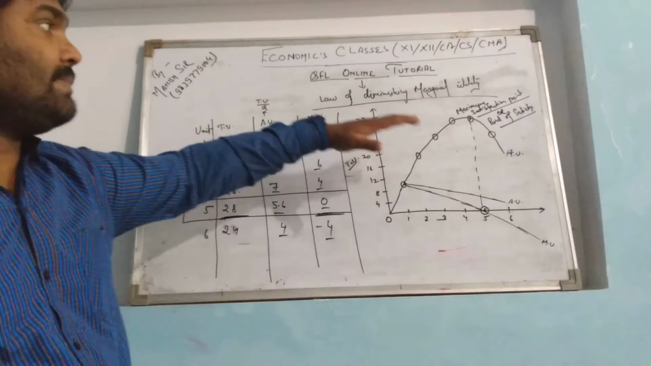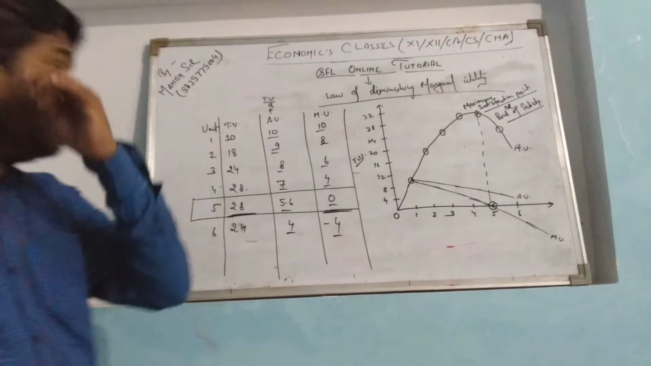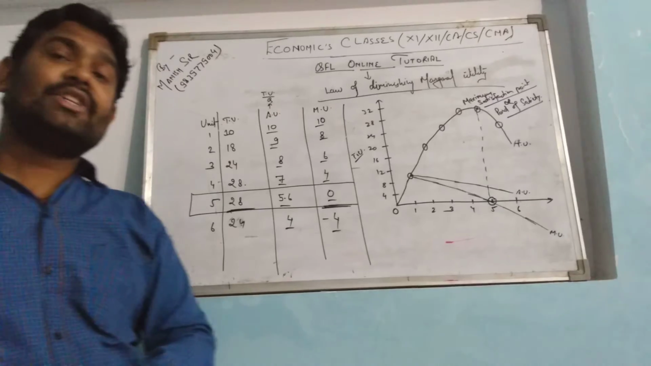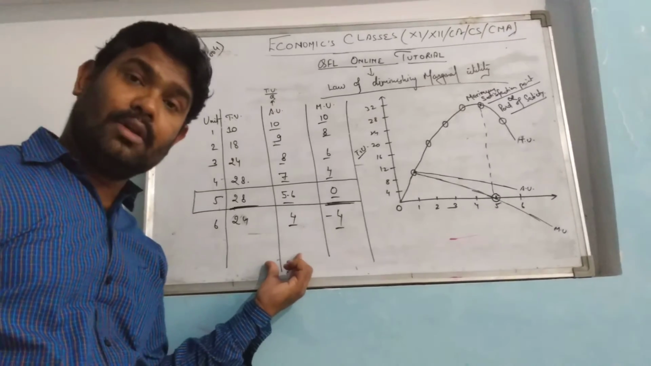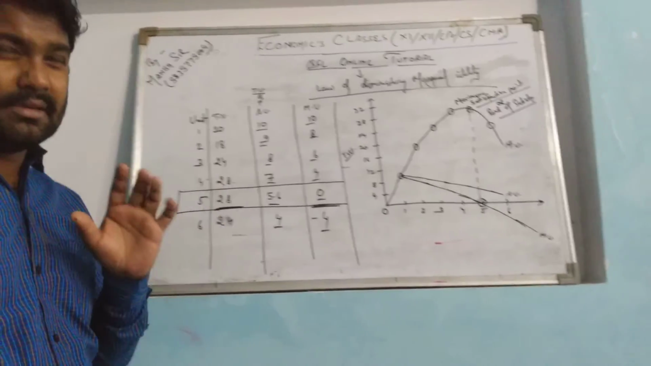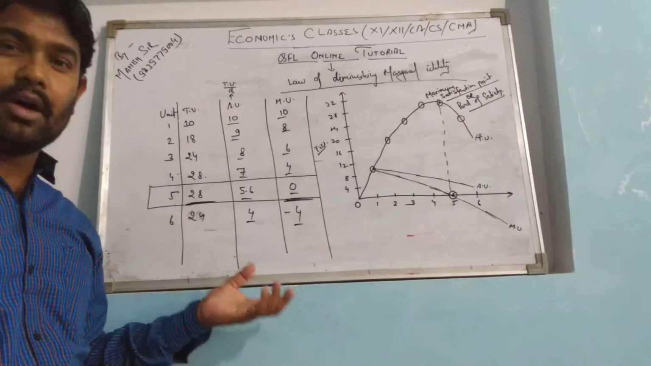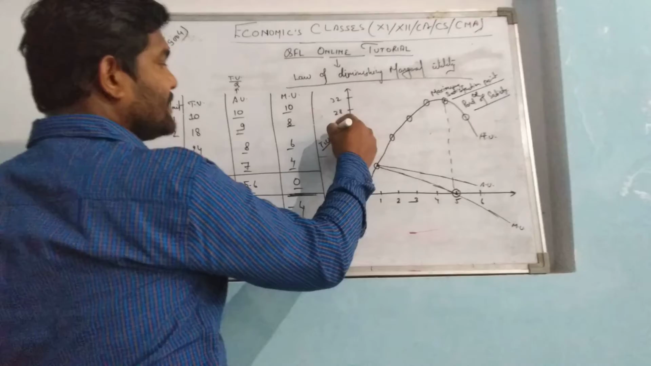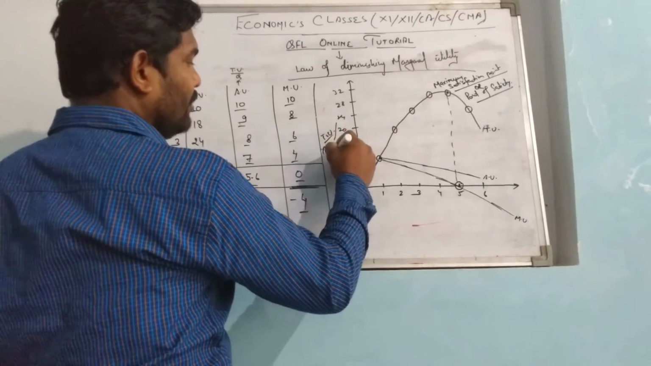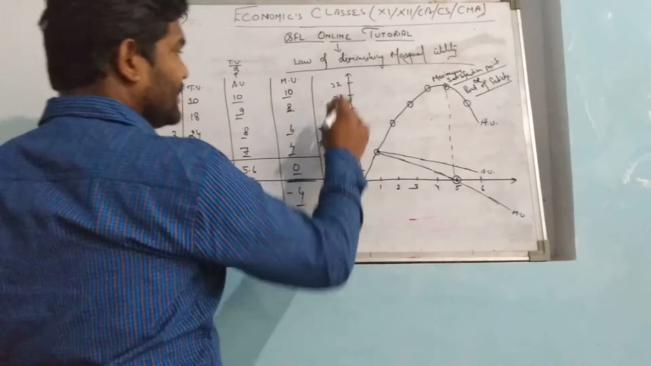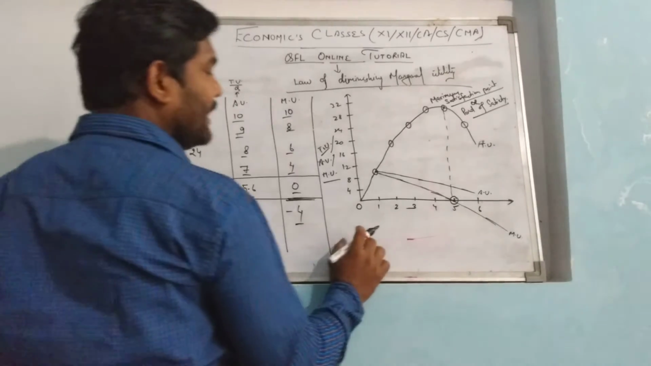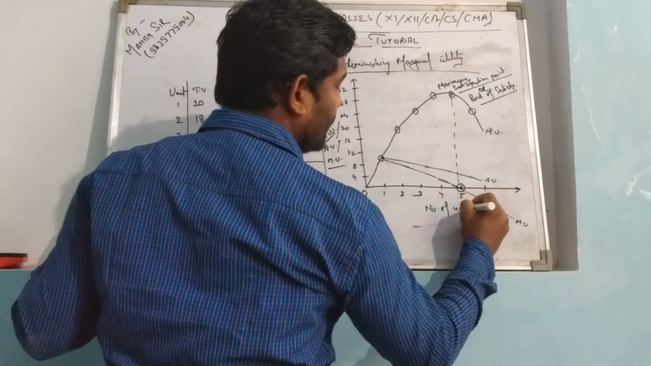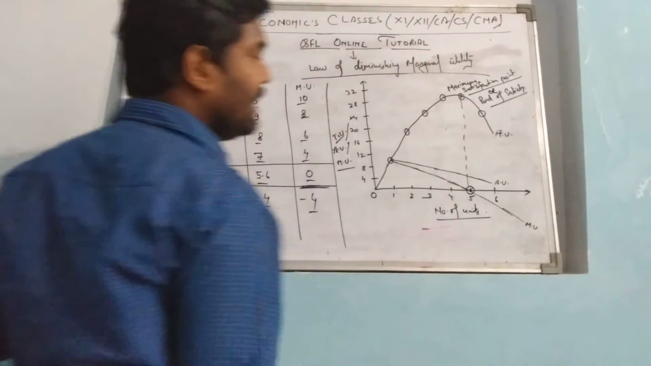This whole concept is part of the law of diminishing marginal utility. When someone asks you what is the law of diminishing marginal utility, after the statement you have to draw this schedule as per your own numbers as well. You can opt for that also. And with this diagram, we are representing TU, AU and MU. We are taking TU, AU, MU on the y-axis and number of units on the x-axis.